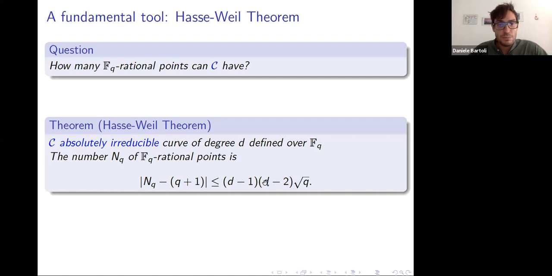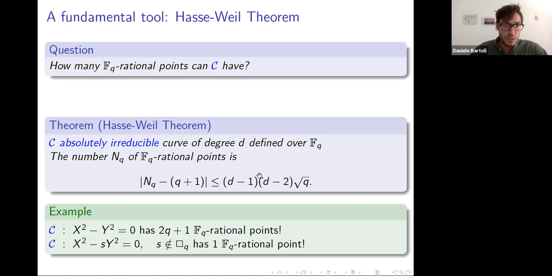So I have to point out two things. First, as I already mentioned, the absolute irreducibility of this curve is very important, because otherwise you can find examples of curves which are not absolutely irreducible, but have more points than the upper bound here, or fewer points than the lower bound. So it is crucial to have the absolute irreducibility in order to get this bound here.